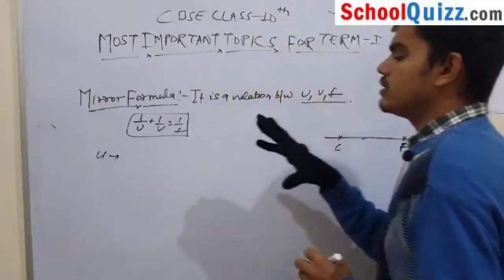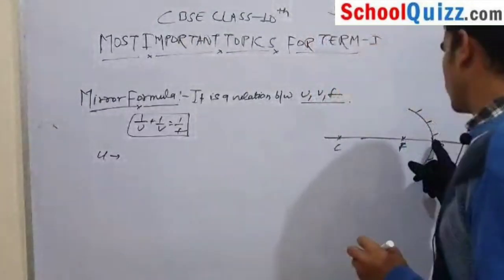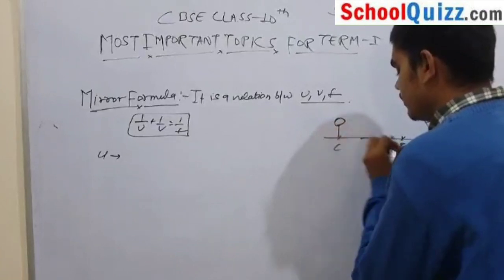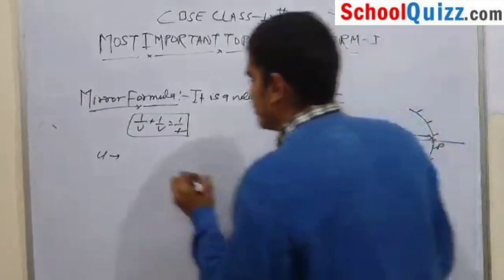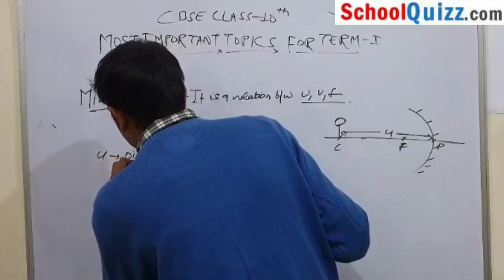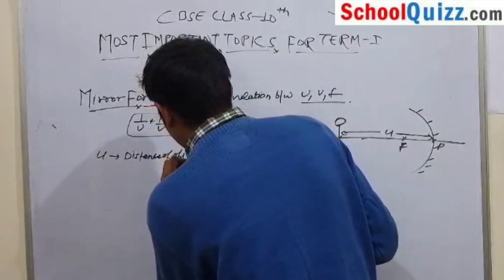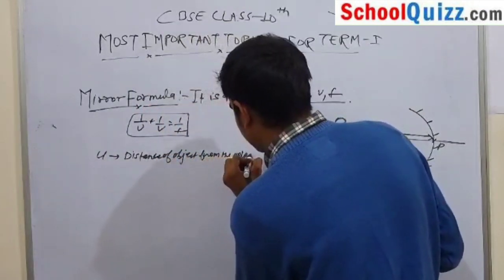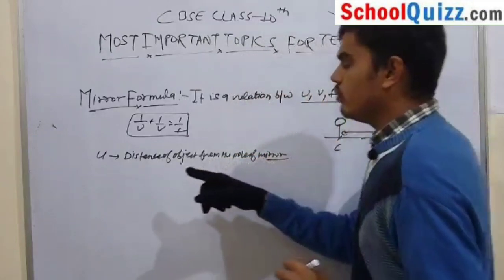Here U is the distance of the object from the pole of the mirror. Okay, this distance, suppose if we place our object here, then this distance is U. What is U? Distance of object from the pole of mirror.